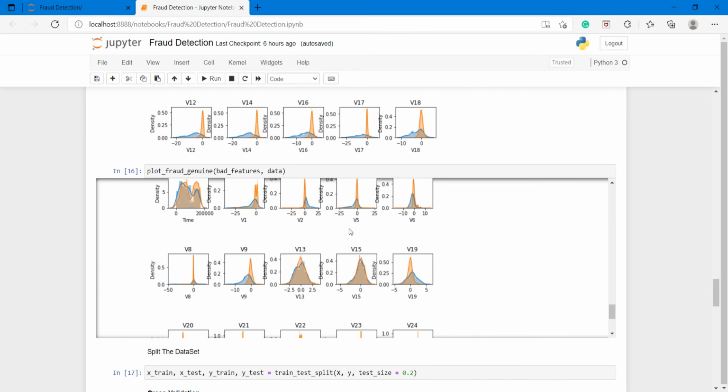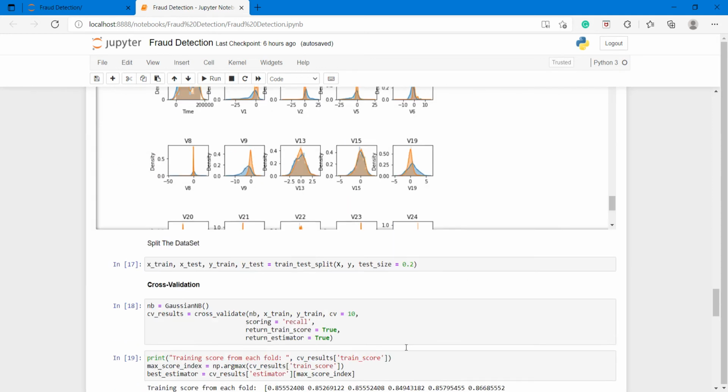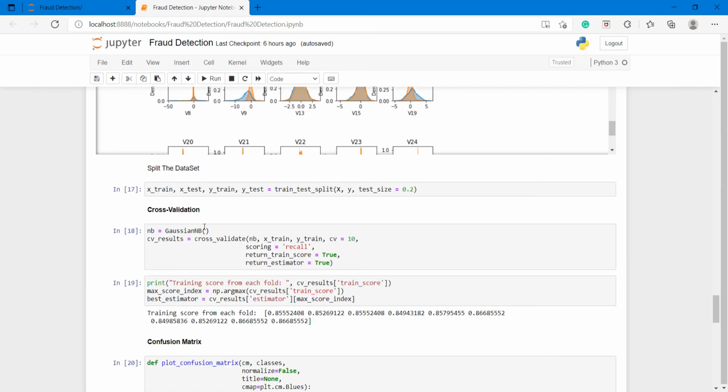So we can exclude these features, because when complex features are sent through an algorithm, it becomes sophisticated, so the algorithm cannot perform and we can't get the precise result that we expect. And I've done a cross validation using the Gaussian Naive Bayes algorithm.